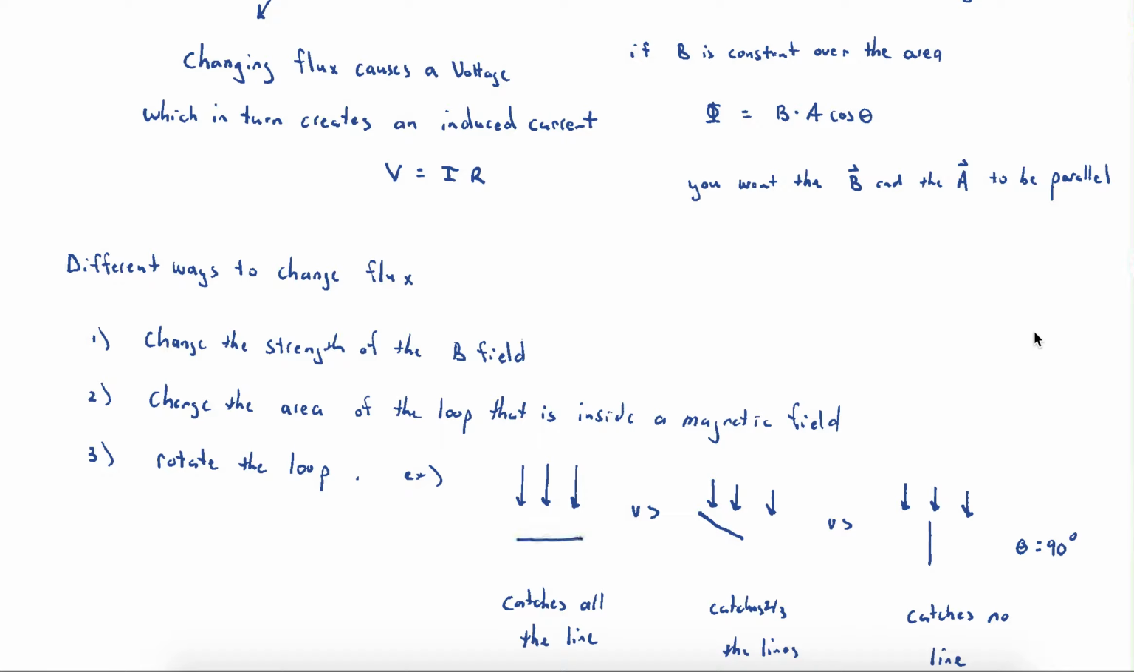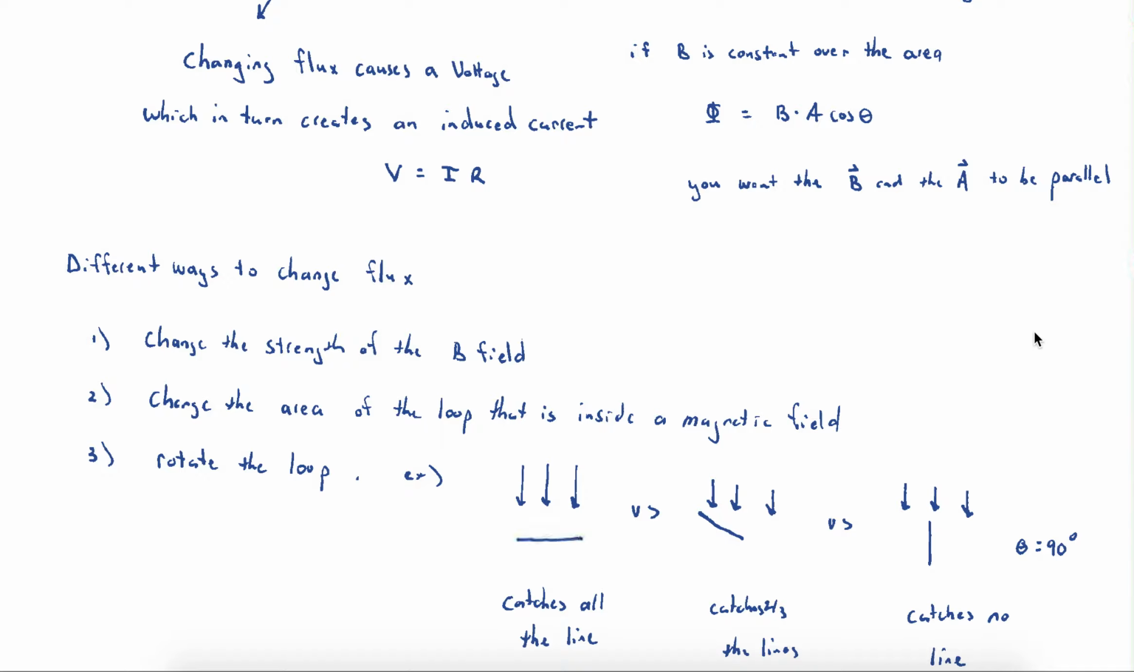You can change the area of the loop that's inside the magnetic field, because really, if you only have half of the loop inside a magnetic field and then you put the whole loop in the magnetic field, you're going to get more field lines, thus changing the flux, thus creating a voltage, thus inducing a current.